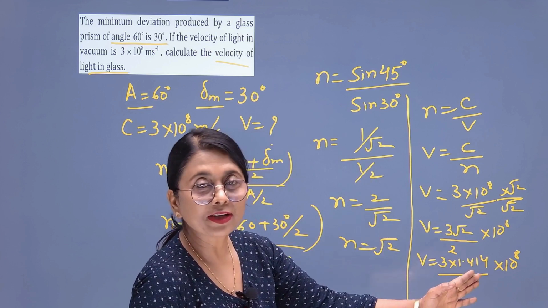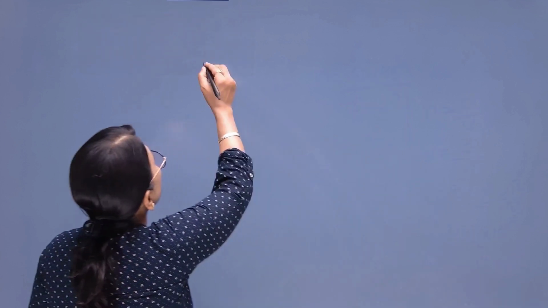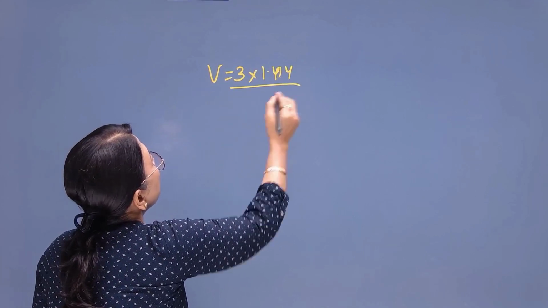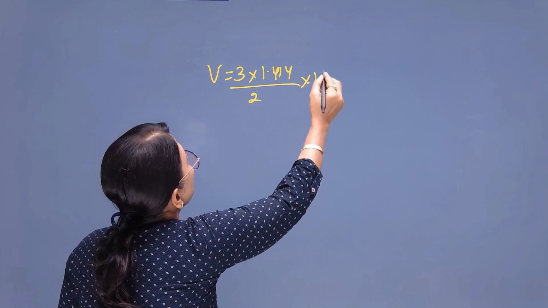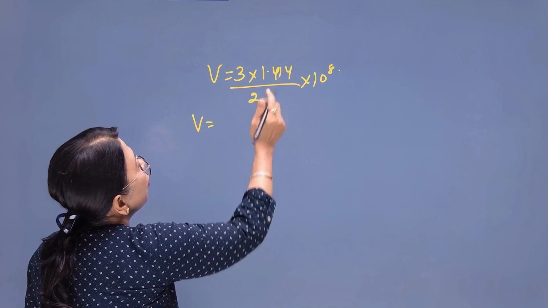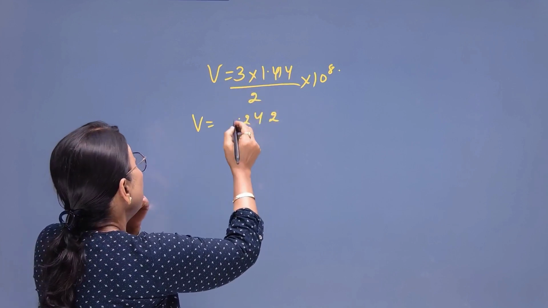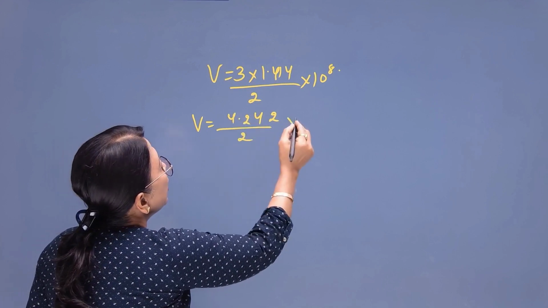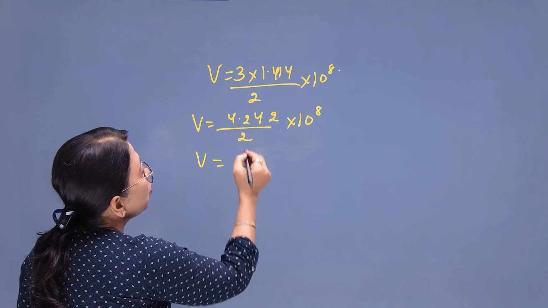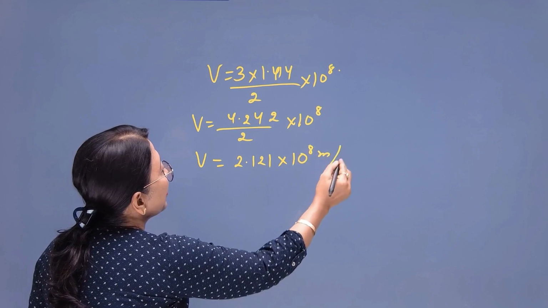इसको आप कैलकुलेट कर सकते हो. You can calculate the value. If you calculate this value, you will get v is equal to 3 into 1.414 into 10 to the power 8. So if you multiply, you will get 12, this is your 4, this is again 12, and this is your 314, divided by 2 into 10 to the power 8. And the answer will come out as 2.121 into 10 power 8 meter per second.